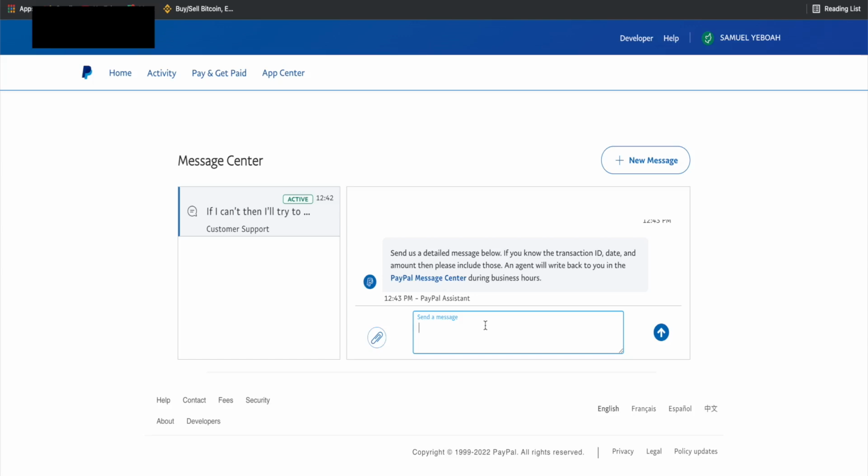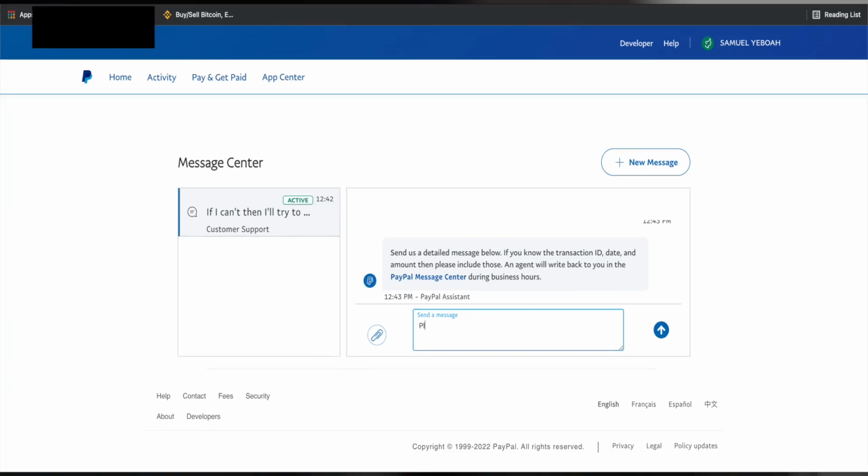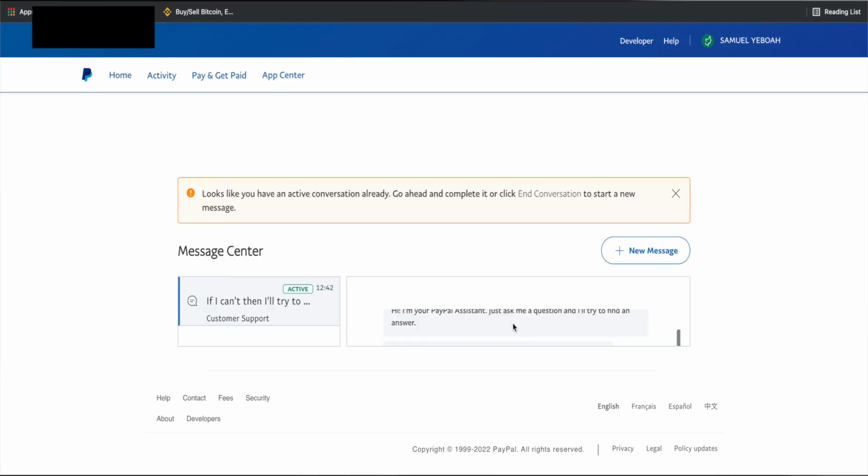My message said, please my card gets declined anytime I try to link it to my PayPal account. Now I typed the amount.